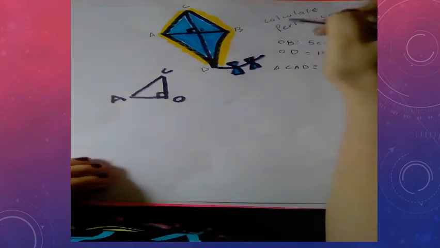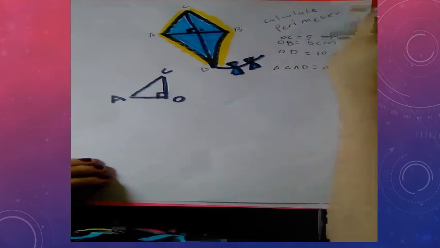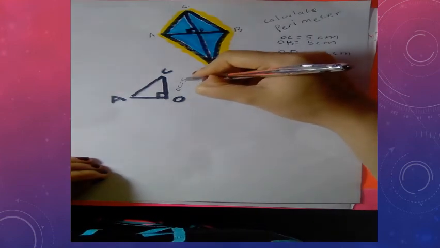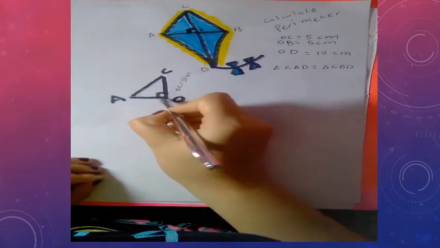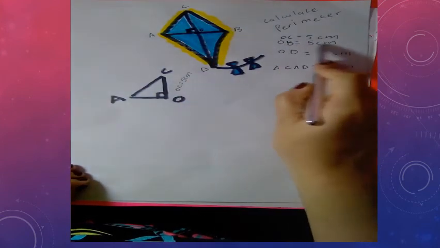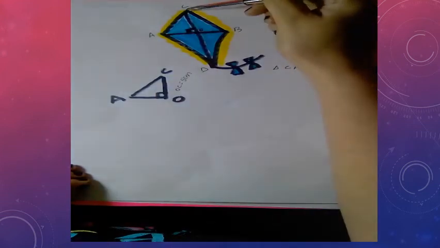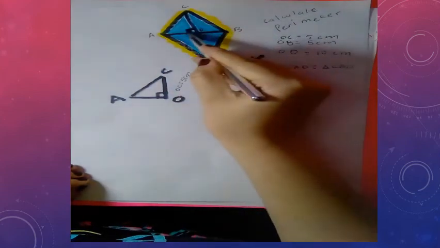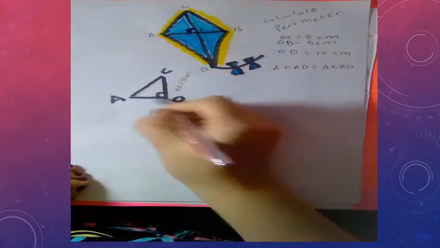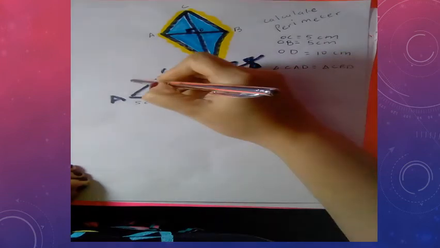Another given that I've left out was that OC is equal to 5 centimeters. So we've got OC, which is equal to 5 centimeters, the leg of the triangle. The other leg, OA, will be the same as OB, and they've given us OB as 5 centimeters. It's the same because CD bisects AB, so therefore AO will be equal to OB. So AO is equal to 5 centimeters, and AC is what we are calculating.